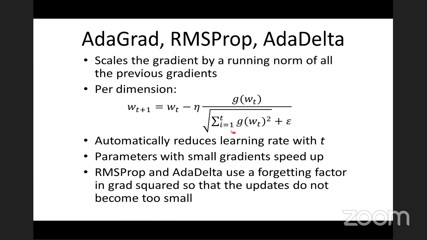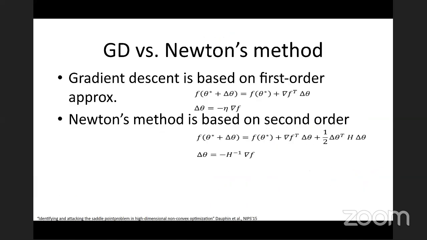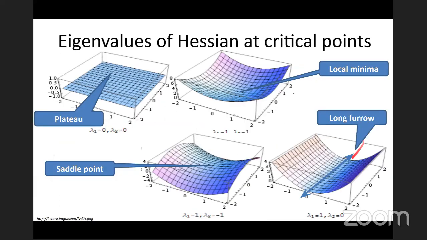You look at it weight-wise, you are looking at only one weight at a time, but you are looking at all the previous steps. So if a series of previous steps have been small, then that means you are in a long furrow for that weight. Let me show you what a furrow is. Let's go back. Yeah, so look at this furrow. This is a furrow, right?